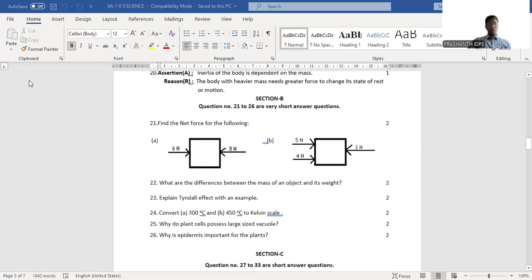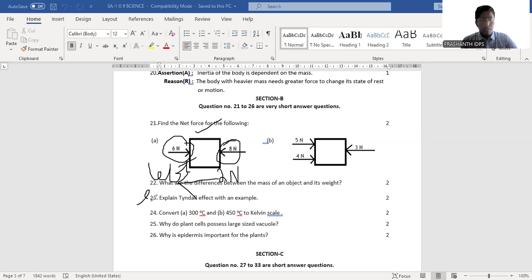Find the net force for the following. Here it is a body where on the left side 6 Newton of force is acting and on the right side 2 Newton, and both are opposite. So how much is the final net force acting? 2 Newtons, right? And this 2 Newton will be acting on which side? Left side. So 2 Newton towards the left side. This is the answer.